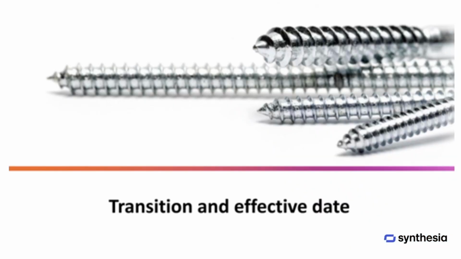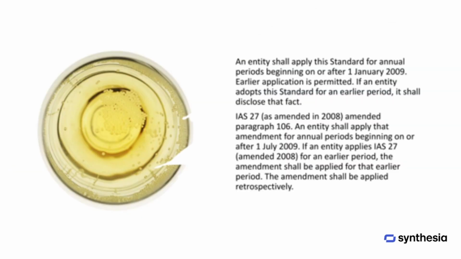This section of the course will focus on transition and effective date. An entity shall apply this standard for annual periods beginning on or after the 1st of January 2009. Earlier application is permitted, and if an entity adopts this standard for an earlier period, it must disclose that fact.